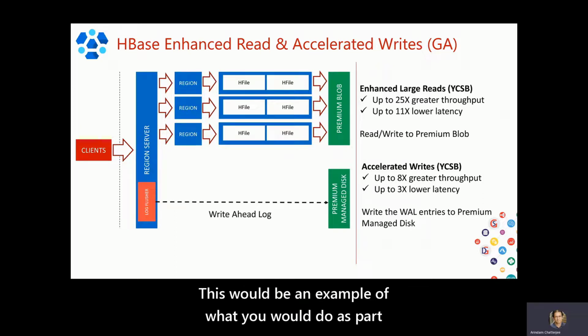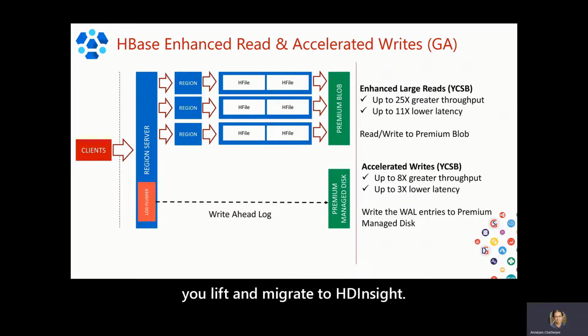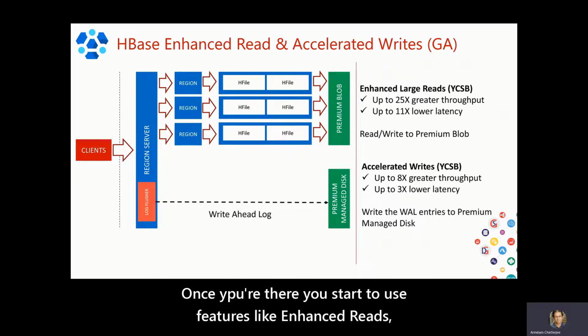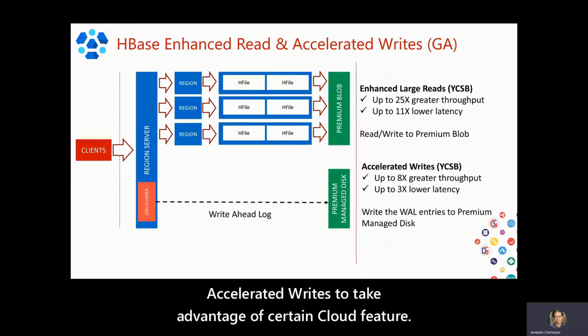So this would be an example of what you would do as part of the optimized step once you get to the cloud. You lift and shift, migrate to HDInsight. Once you're there, you start to use features like enhanced writes and accelerated writes to take advantage of certain cloud features.